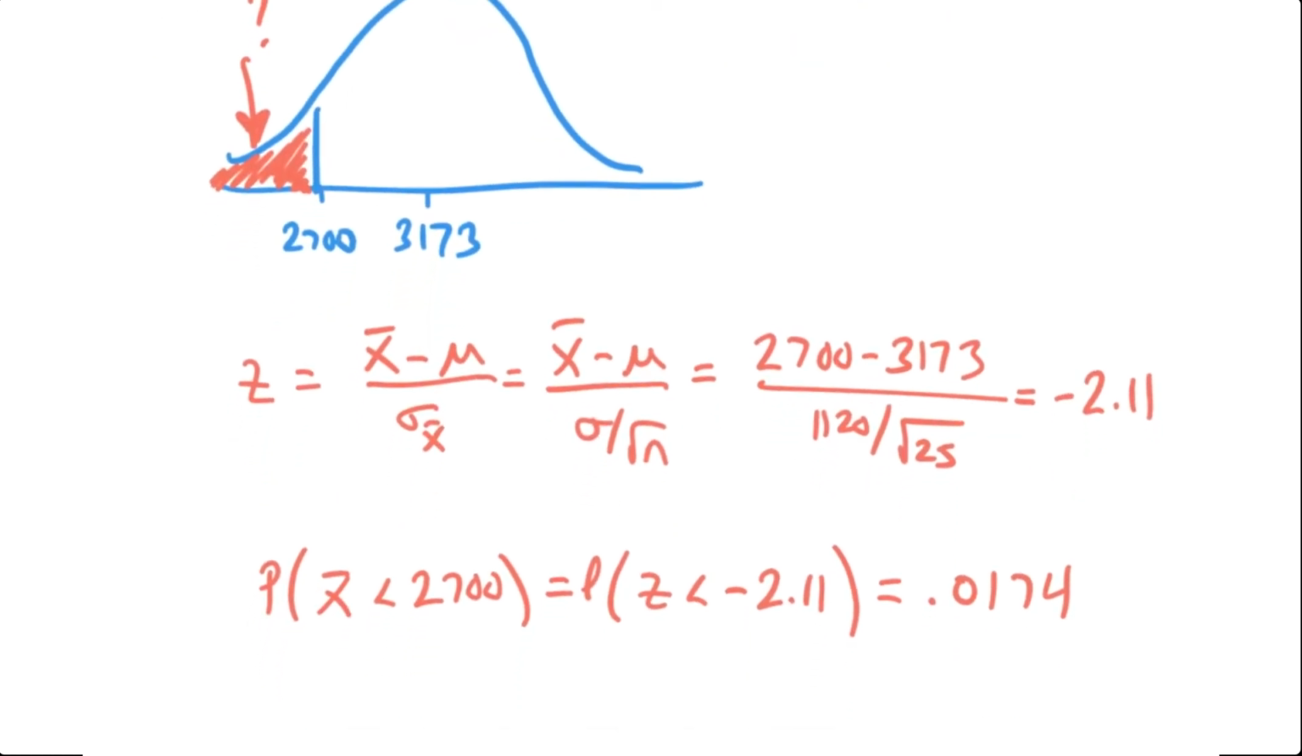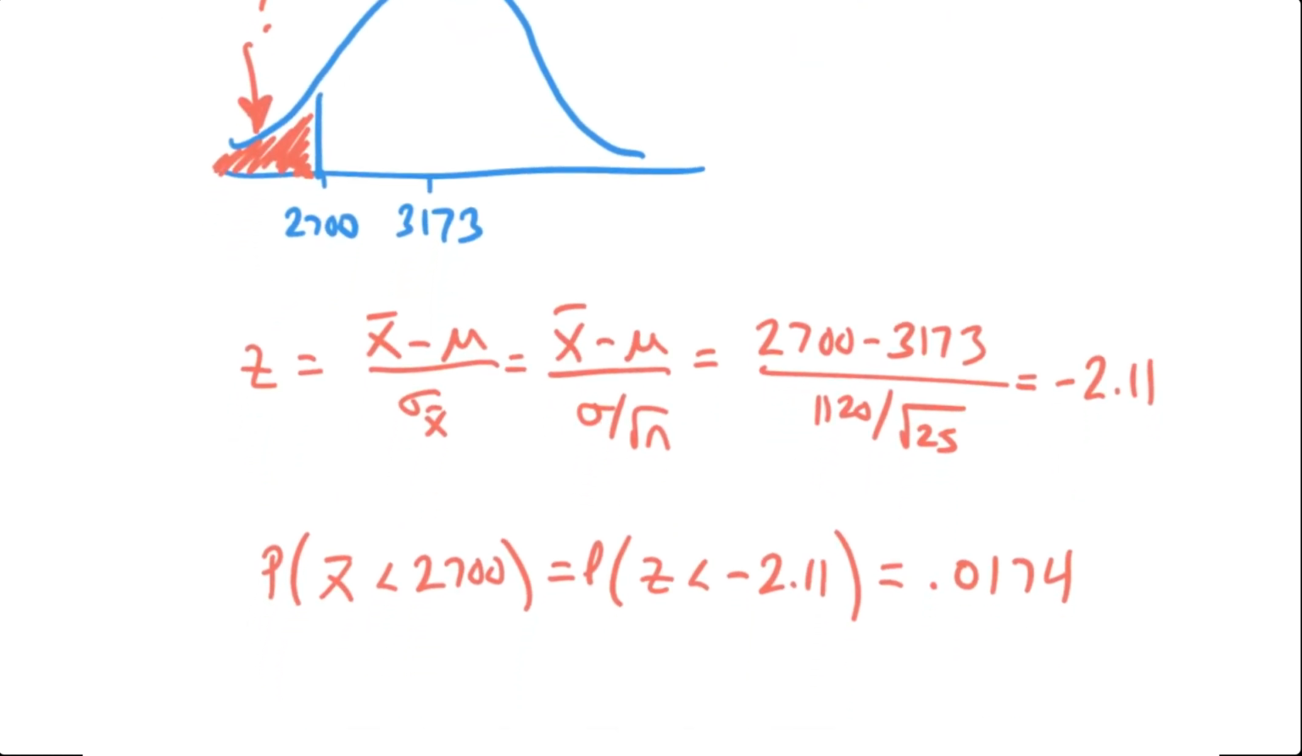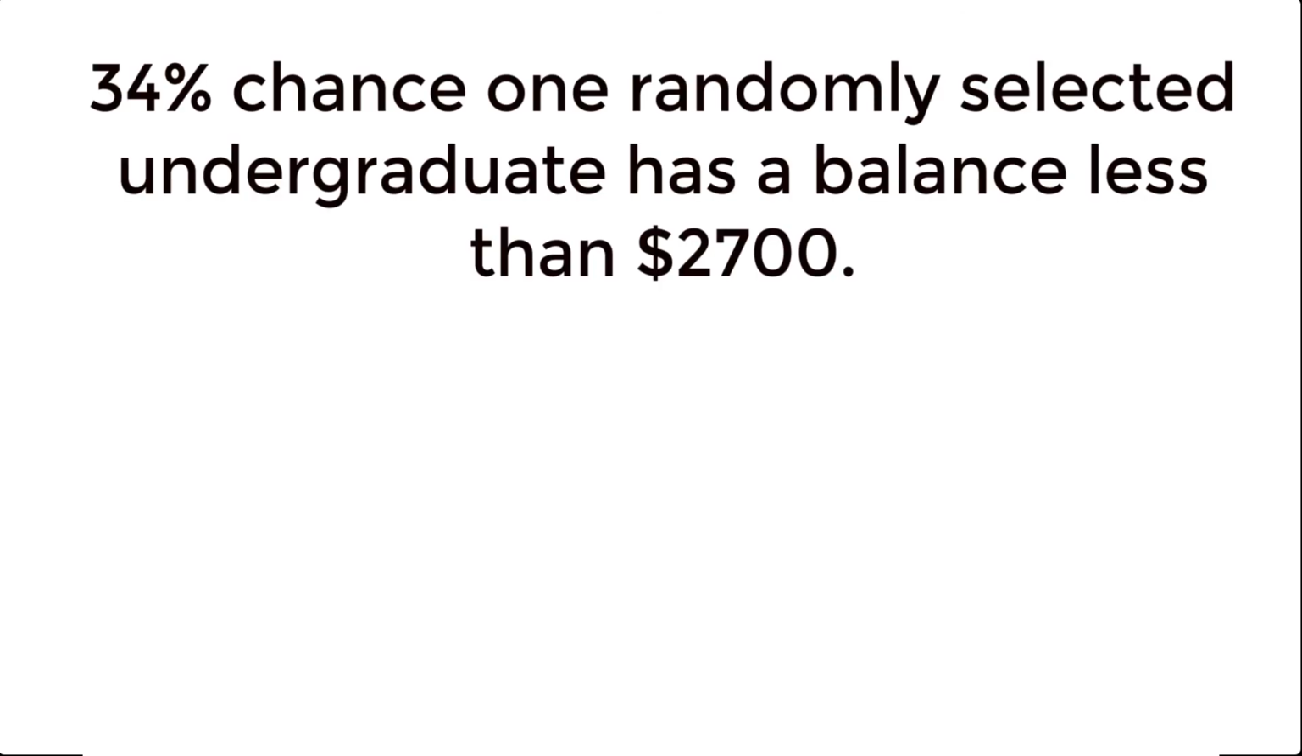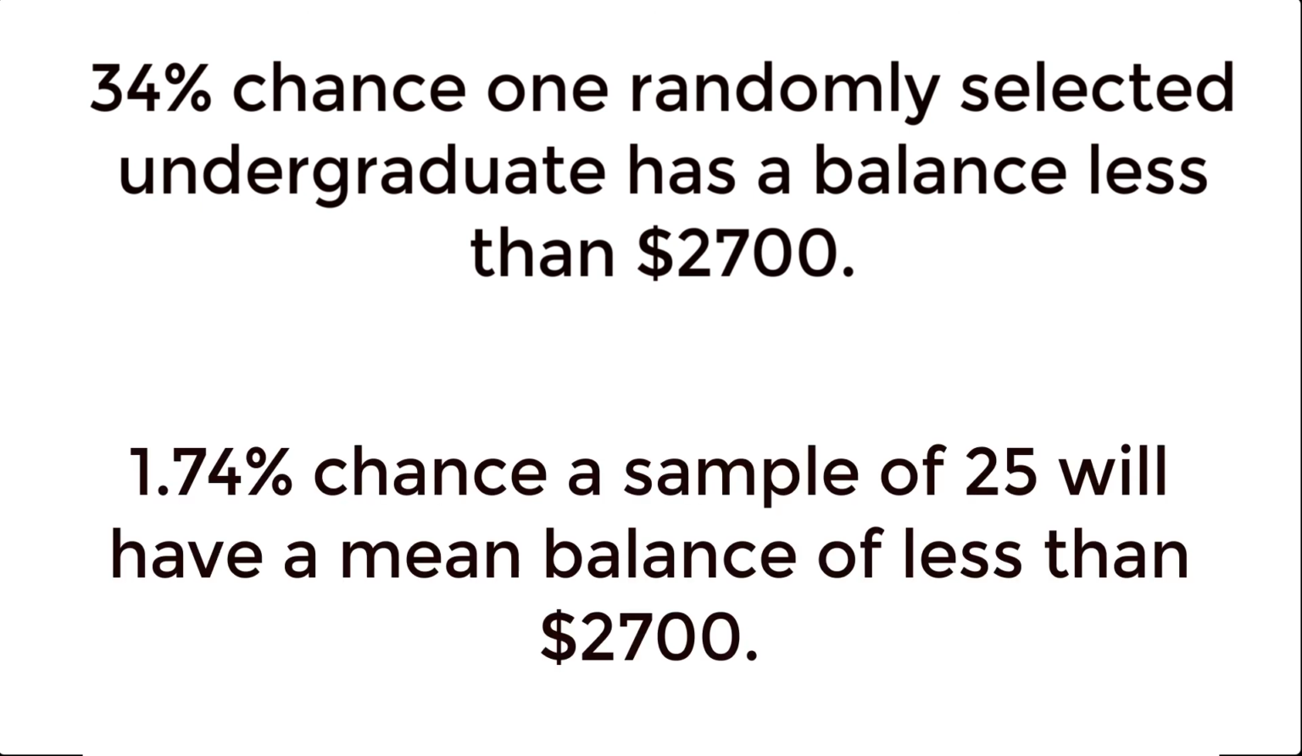Now, what's the difference between these two problems? It all comes down to, were you asking about one person or were you asking about a sample of more than one? Now, what we have is that there's a 34% chance one undergraduate will have a balance of less than 2,700. But there's a slightly less than 2% chance that a sample of 25 students will have a mean balance less than 2,700.